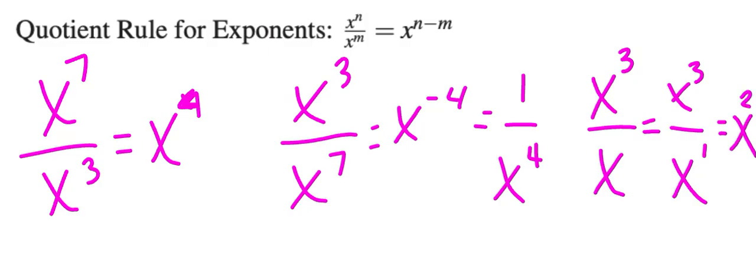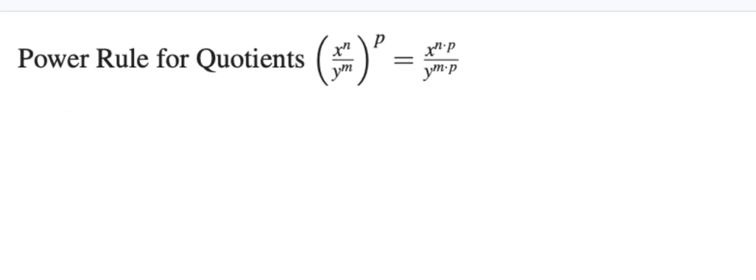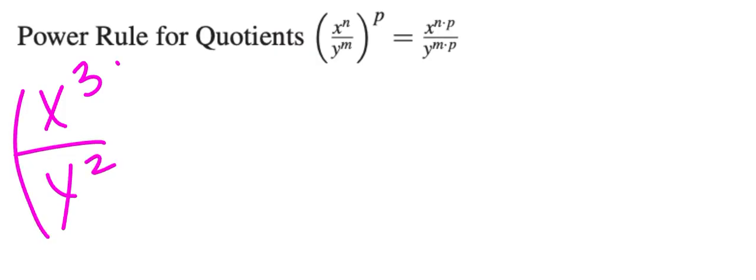The next rule that I want to look at is the power rule for quotients. When we have our exponents on a fraction and then we raise that to a power, we want to make sure we multiply both the top and the bottom exponents. So for example, if that was x to the 3 and maybe y to the 2, all raised to the 4.